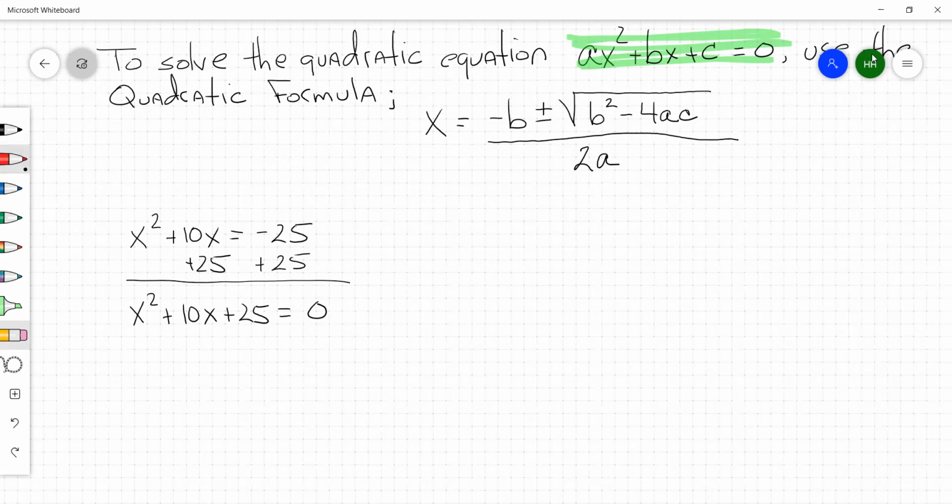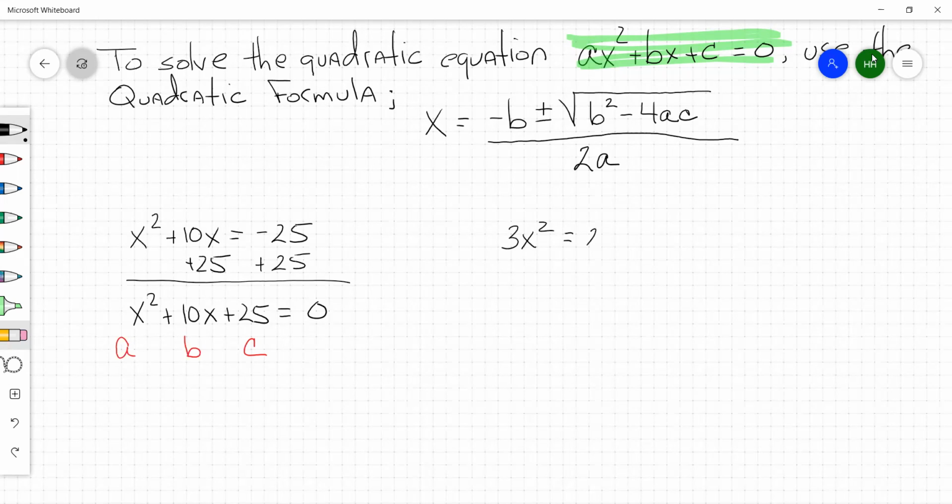And whatever's in front of the x squared is your a value. Whatever's in front of the x is your b value. And whatever's to the right of your x is your c value. So make sure that you put it in standard form before you label or before you start substituting into the quadratic formula.